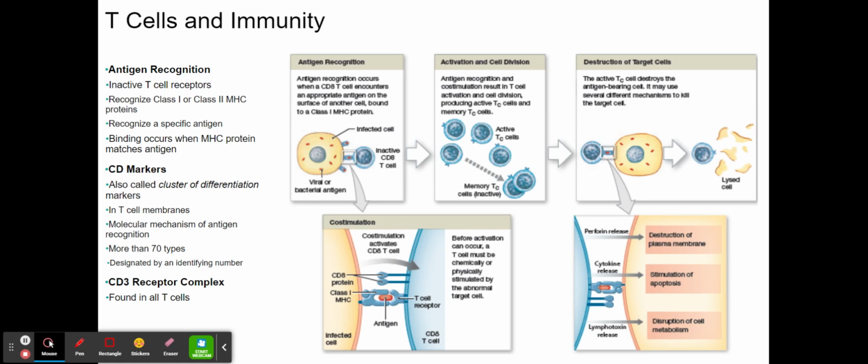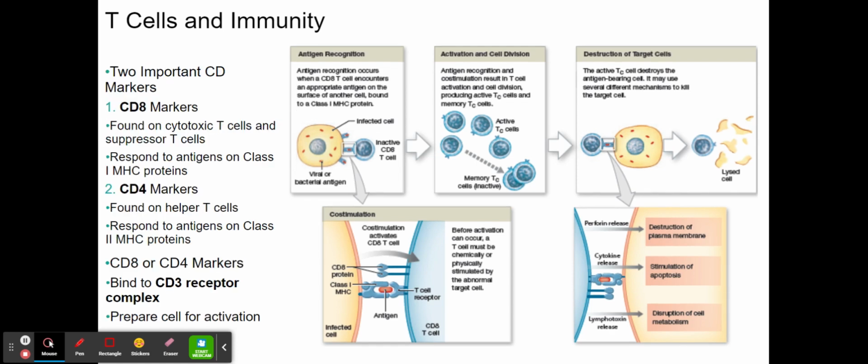The membrane proteins involved are members of a larger group of proteins called CD, or clusters of differentiation markers. Lymphocytes, macrophages, and other related cells have CD markers. More than 70 types of CD markers exist, and each type is designated by a number. All T cells have a CD3 receptor complex in their plasma membranes, and this complex ultimately activates the T cell. Either of two other CD markers may be found bound to the CD3 receptor complex, and these two CD markers are especially important in specific groups of T cells.